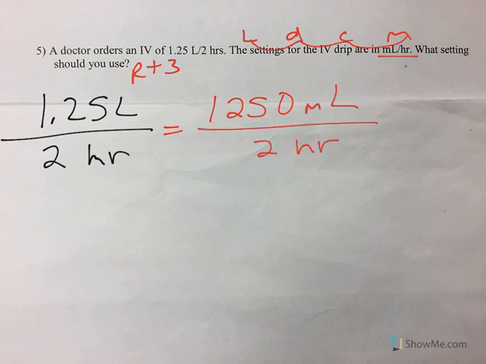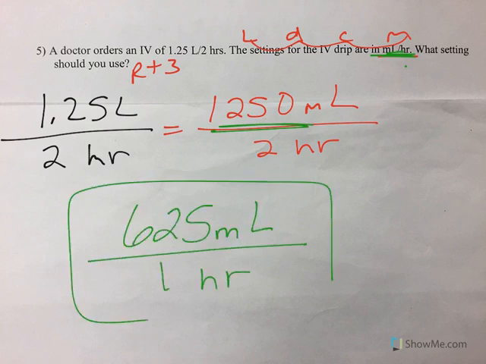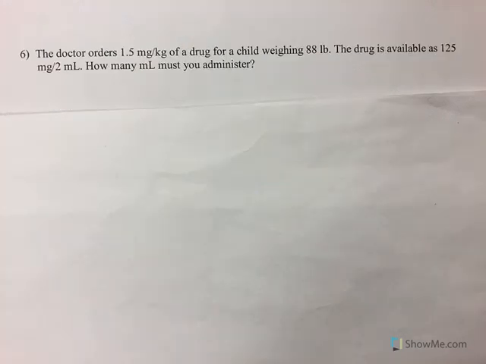Okay, we're getting closer, but this is per 1 hour. So I simply divide, right? The fraction bar is the same as a division bar. So if I divide, I end up with 625 milliliters per every 1 hour. And there is your settings for your IV drip. Last problem. The doctor orders 1.5 milligrams per kilogram of a drug for a child weighing 88 pounds. The drug is available as 125 milligrams for 2 milliliters. How many milliliters must you administer?